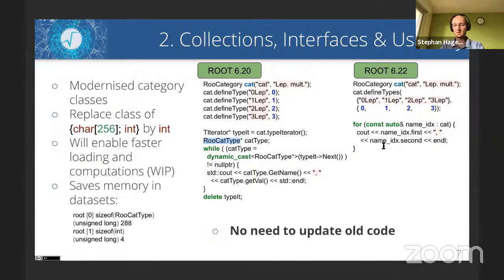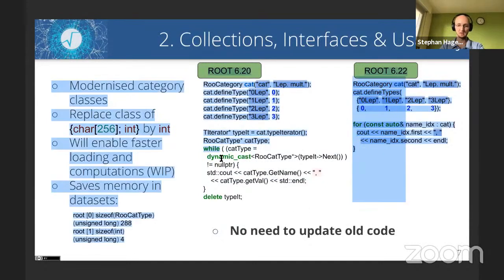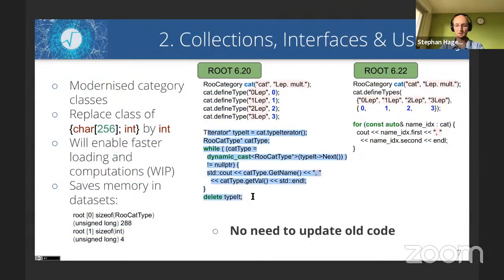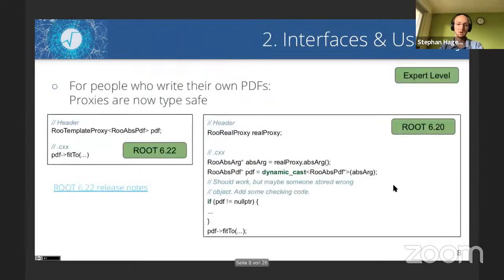And then obviously, if I update the categories, I also update the interface. So if you want to iterate through the states of a category, you just do this with a range-based for loop now. And I want to stress again, we don't have to update old code. We try to have everything compatible with the old code. This here will still work, but this here will be faster and obviously easier to use.